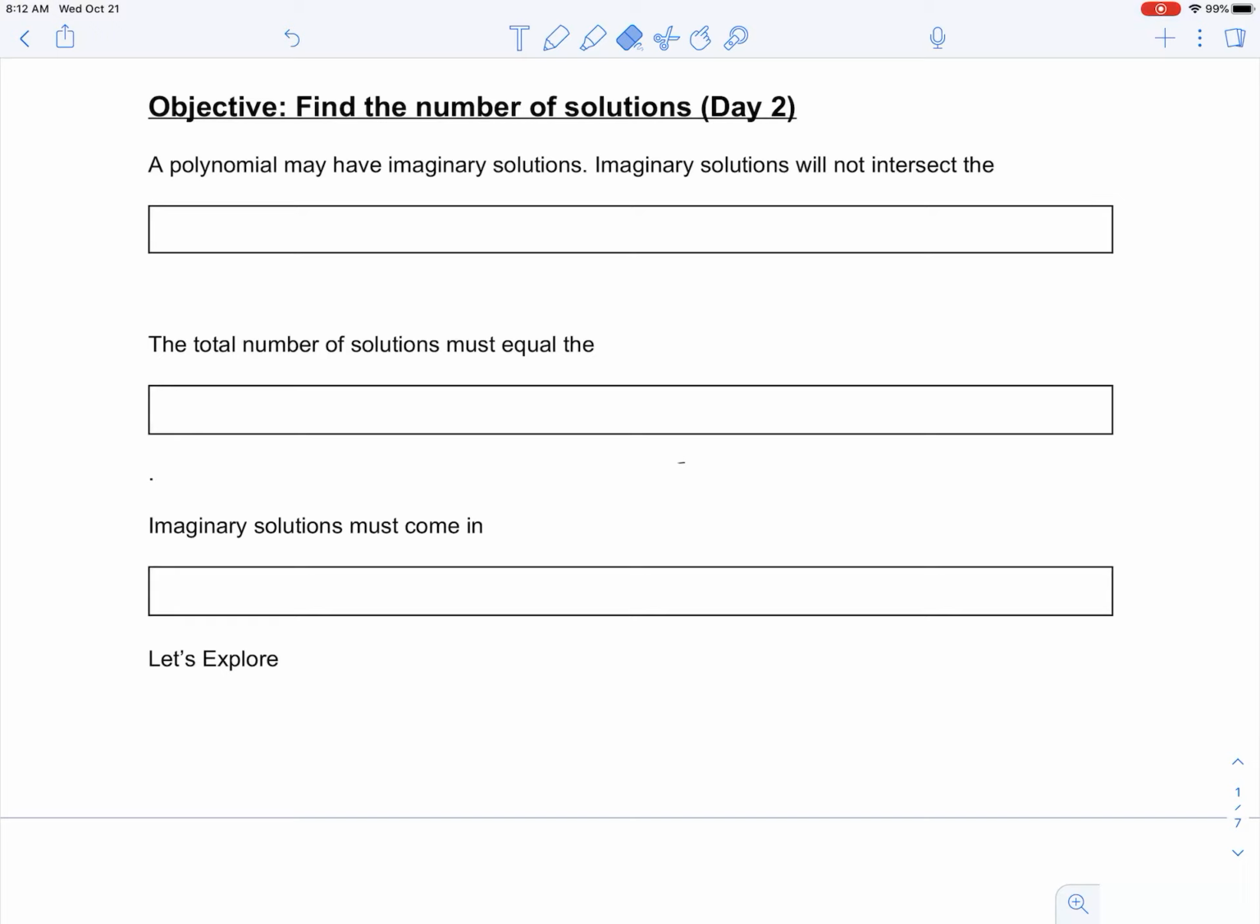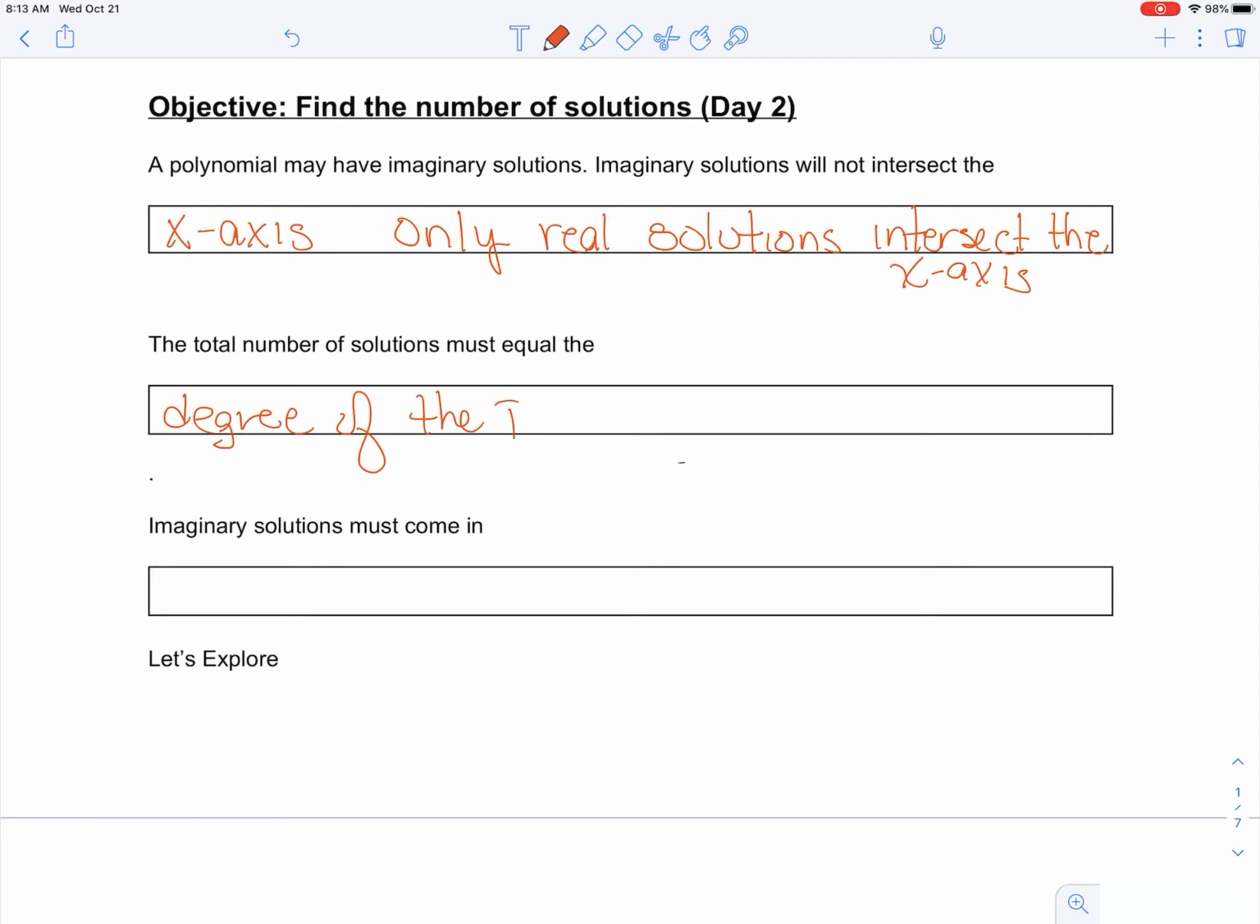A polynomial may have imaginary solutions. Imaginary solutions will not intersect the x-axis. Only real solutions intersect the x-axis when graphed. So we can't find imaginary solutions by graphing. The total number of solutions must equal the degree, and we talked about that a little bit yesterday, the degree of the polynomial.